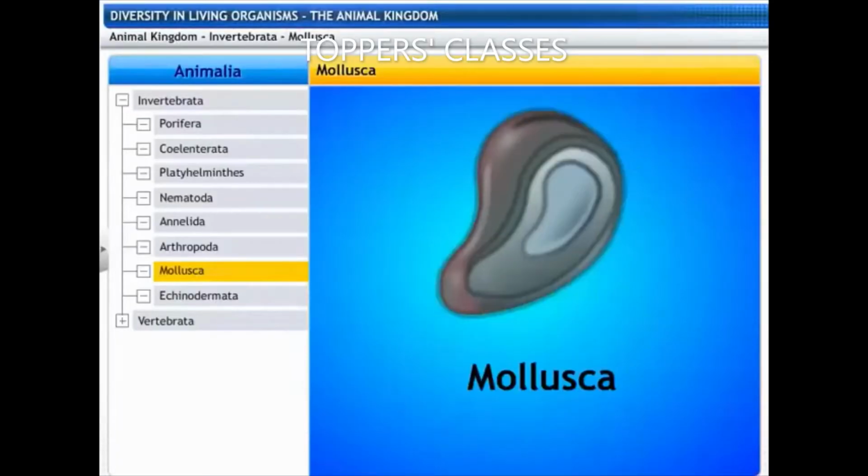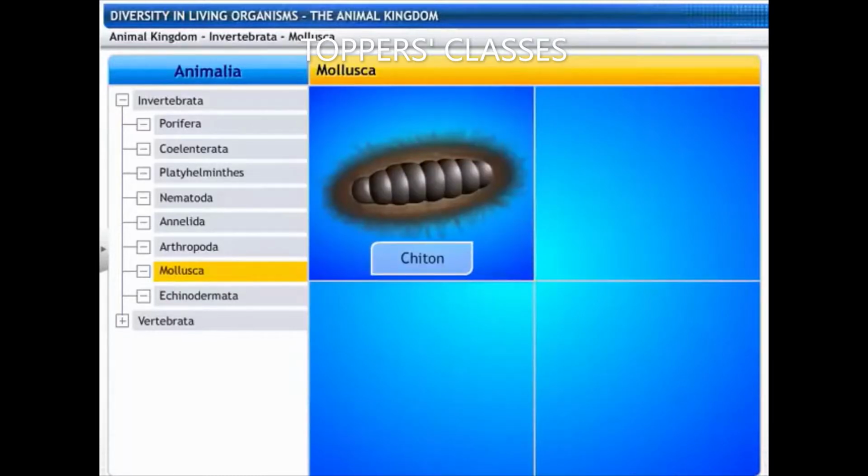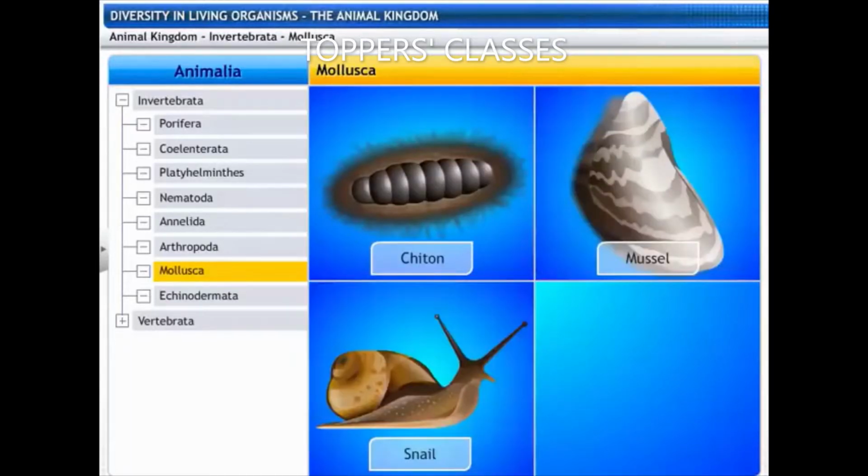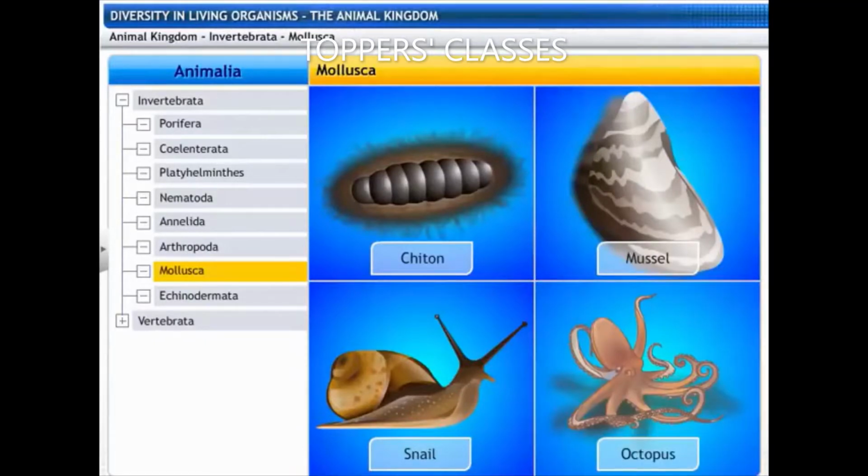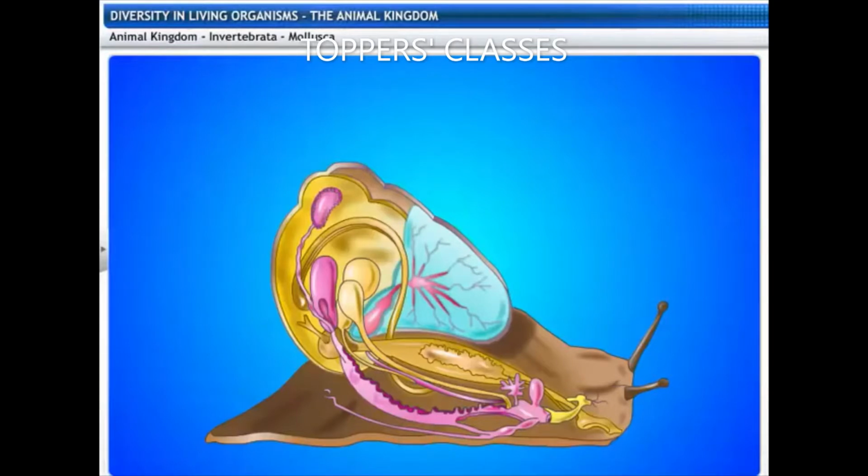The name Mollusca is derived from Latin. It means thin-shelled and soft. Phylum Mollusca includes chiton, mussel, snail, and octopus. Mollusks are aquatic in habitat. Their bodies are soft and comprise head, visceral mass, and foot.